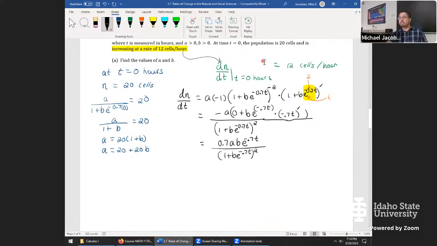So let's restate this equation here in green. dn dt, when t equals 0, is 12. All I did was drop units. Now that t equals 0 is going to be plugged in right here and right here. E to the power of 0 turns into a 1, so our function simplifies a whole bunch yet again. So now we have plug in 0, the numerator is going to be 0.7 times ab. The denominator is going to be equal to, well, it's just a 1 plus b squared.